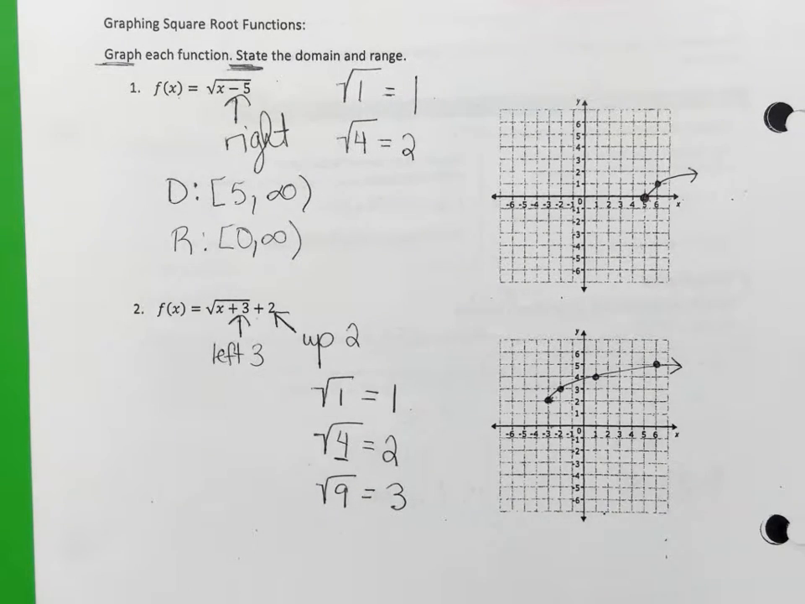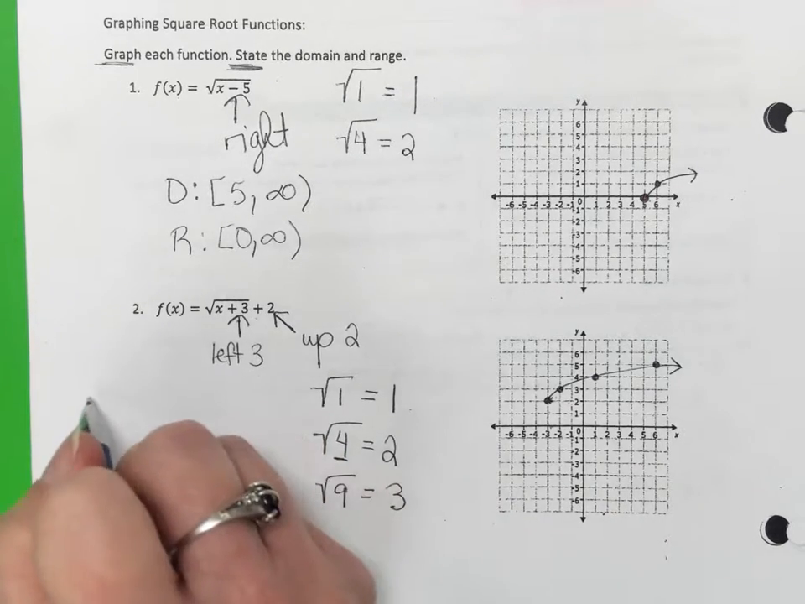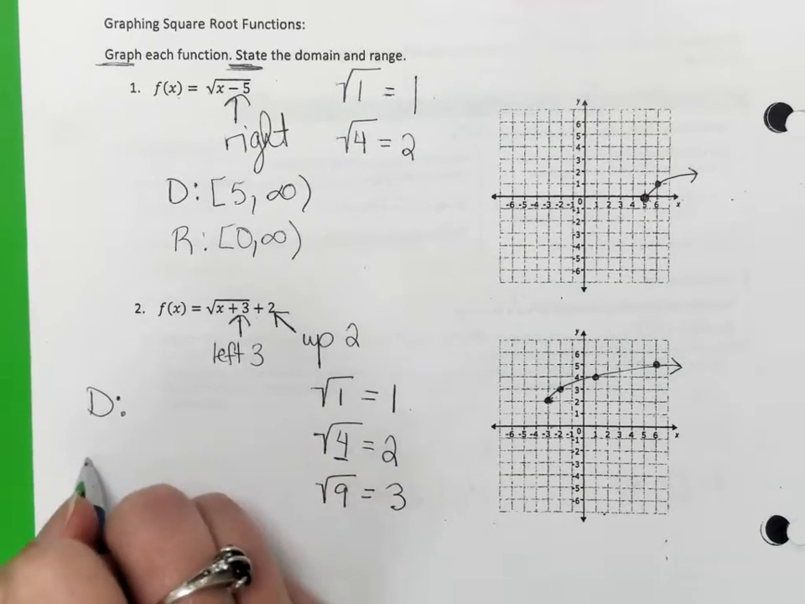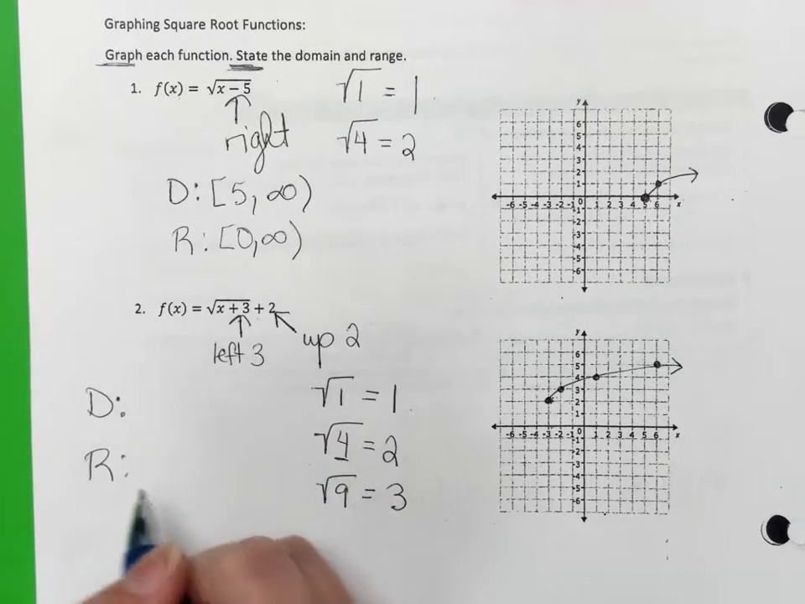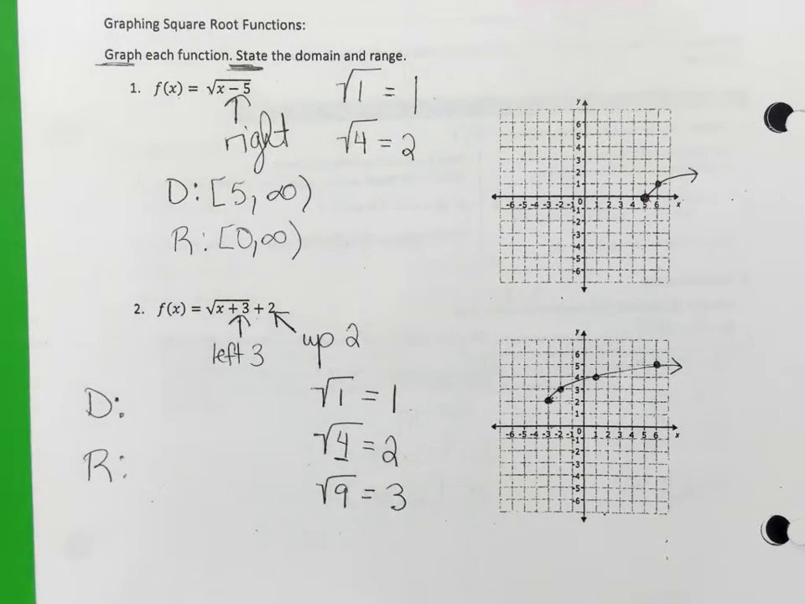Y'all okay? What about your domain and range? Y'all want to try that real quick and we'll go over it? All right, y'all try it real quick. See what you can do with it. And then we're going to 3 and 4. If you know how to do domain and range, go ahead and see if you can move to 3 and 4.